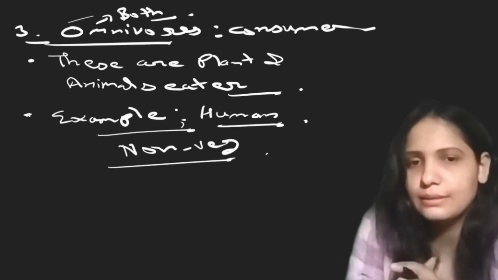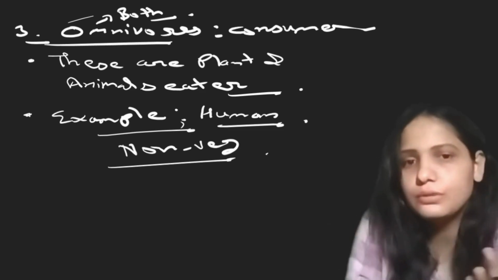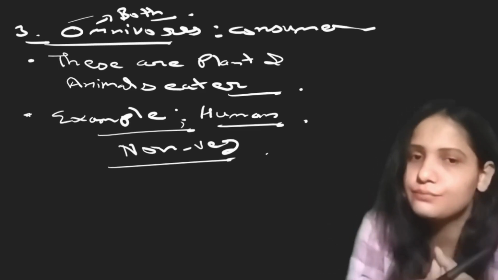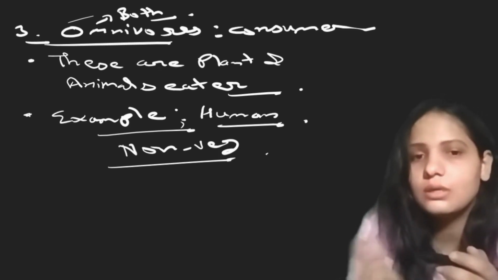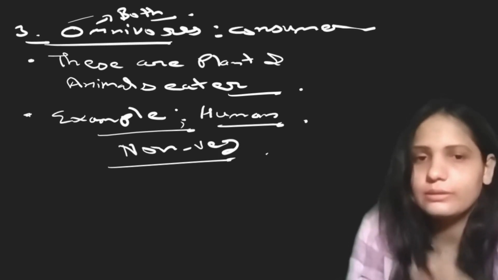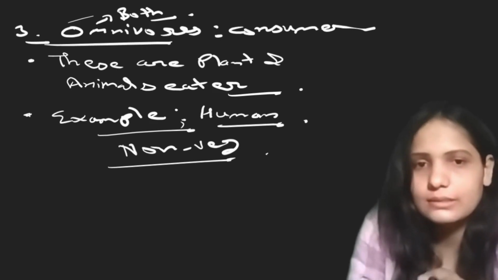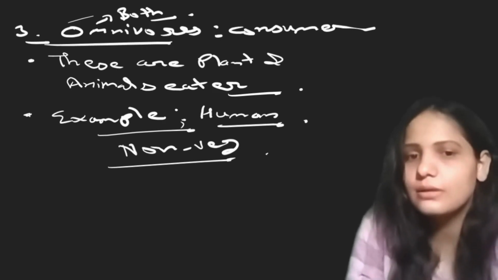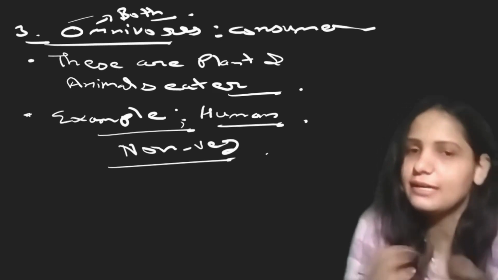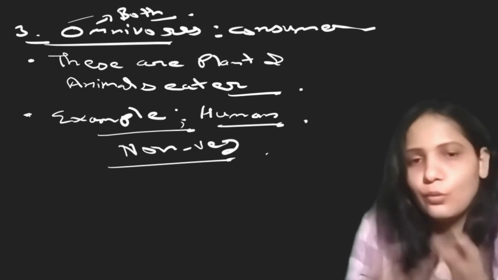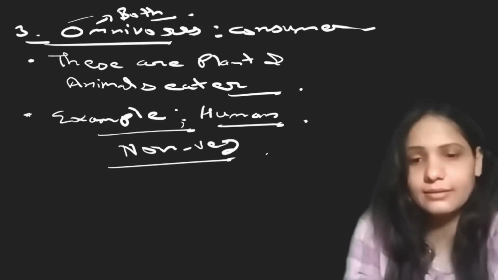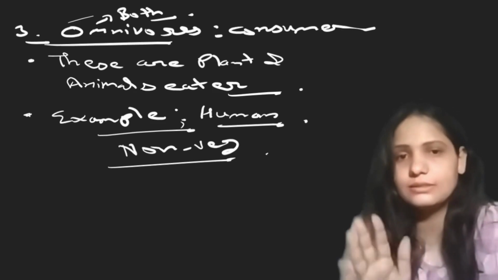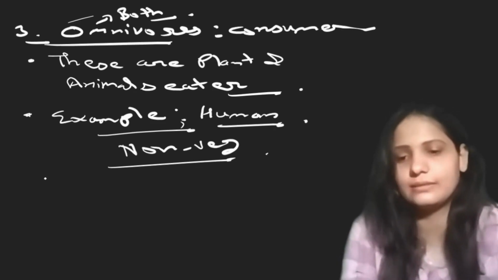Now you can easily remember. Herbivores depend on plants for their food, and carnivores eat flesh only. They do not eat plants. And omnivores eat plants and animals both. They are not selective in their food. Okay, they can eat anything, either animal or plant. That doesn't matter for them.